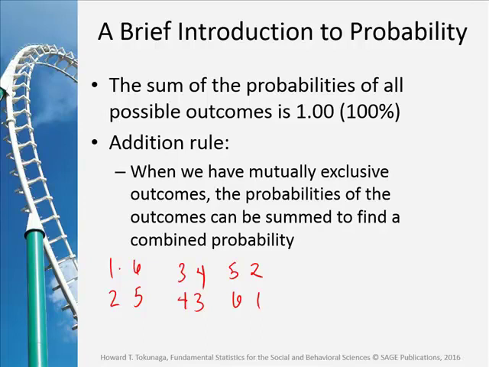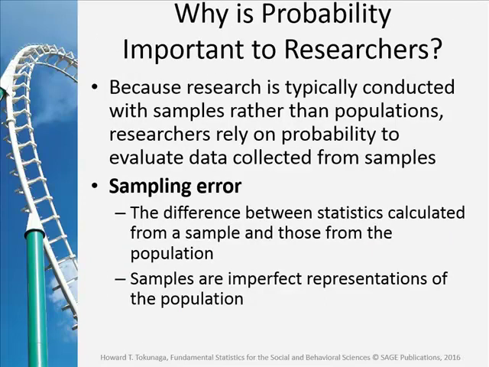That's the addition rule. Because what you're saying is that the probability of rolling a 7 is equal to the probability of a 1 and a 6, plus a 2 and a 5. Got this? Okay, thank you. That's your basic reminder about probability.